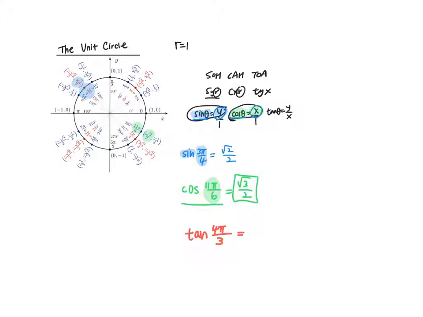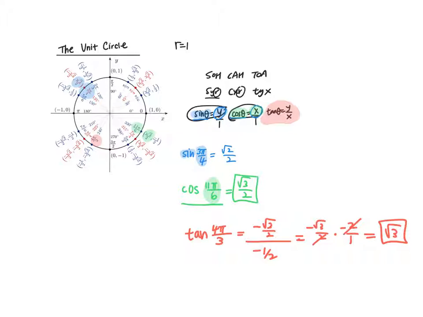So how would we find tangent of 4 pi over 3? So tangent of 4 pi over 3, tangent is y over x. So I go to 4 pi over 3, and I have to do y divided by x. So that's y divided by x. So that's negative root 3 over 2 times the reciprocal, giving us, negative times negative is positive, positive root 3 as my final answer.